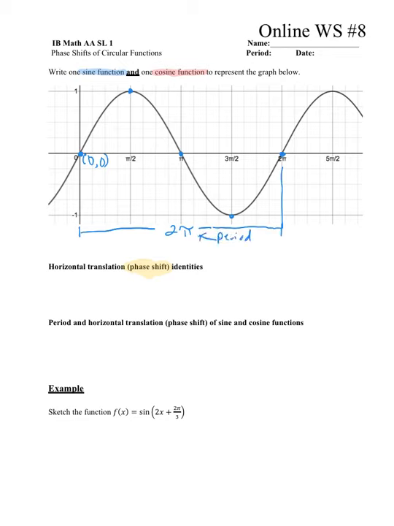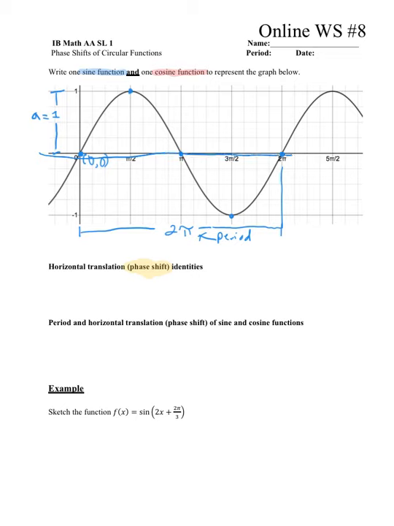Okay, then we need to identify the amplitude. The amplitude goes up to +1, down to -1. So the amplitude is going to be 1. The amplitude is never a negative value. Okay, it's always going to be a positive number. It's important to remember that. Even if there's a negative in front of the sine, that might represent a reflection, not an amplitude of a negative value.